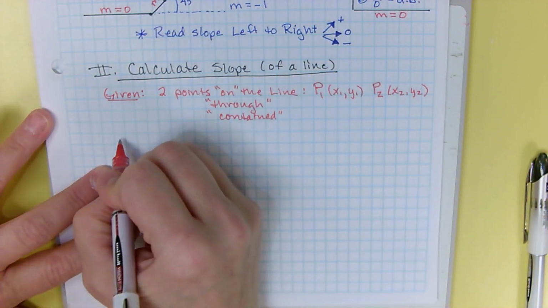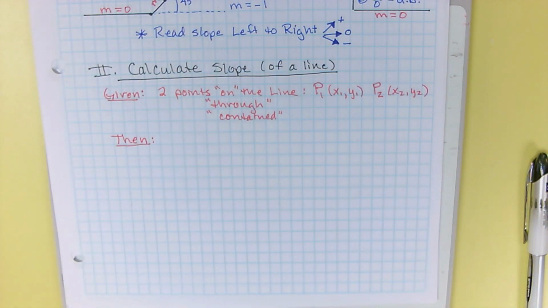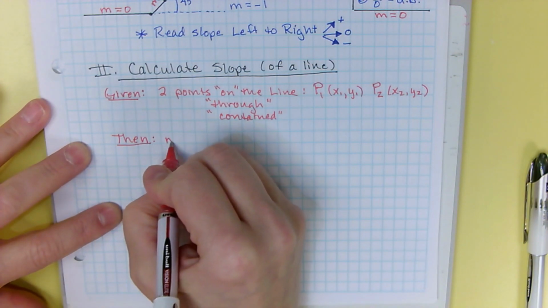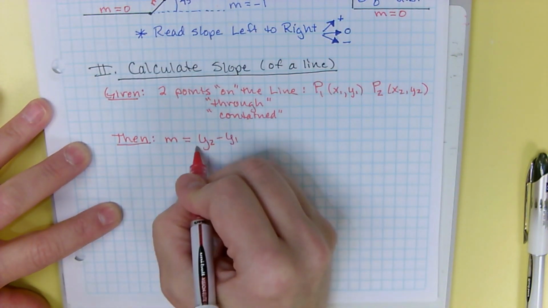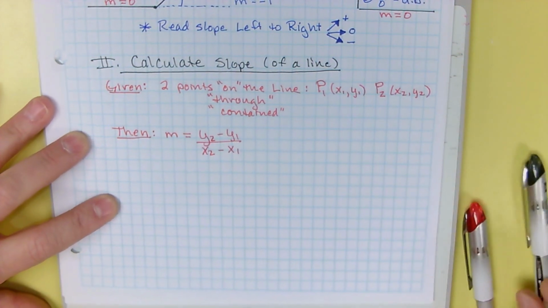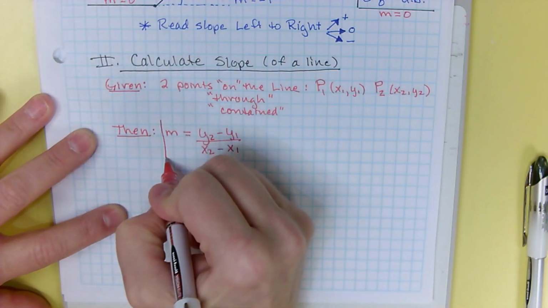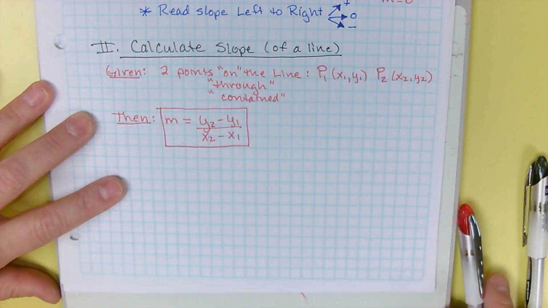So now we've got our points. Then here is your magic formula for slope. Lowercase m equals y sub 2 minus y sub 1 over x sub 2 minus x sub 1. And that is your main formula to memorize tonight.